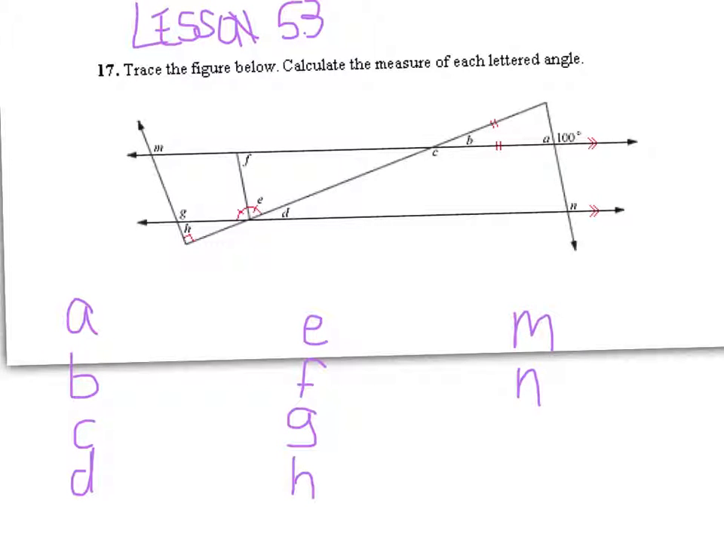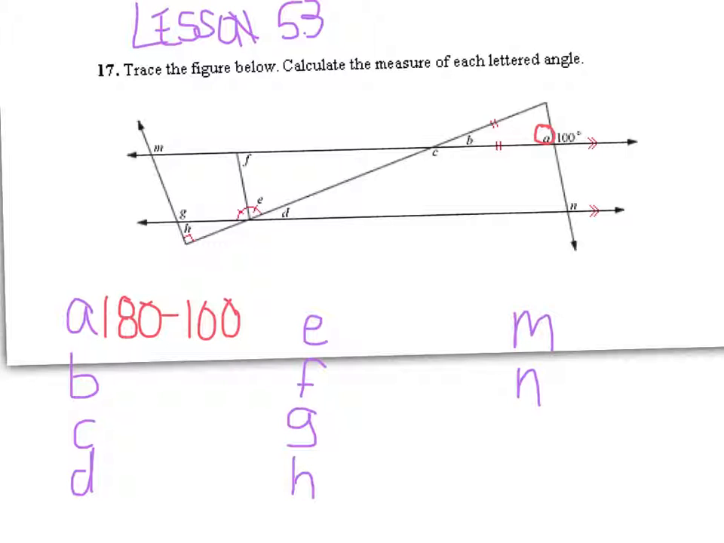Let's look at finding the measure of the angles in problem 17 from lesson 5.3. Letter A will be a linear pair with the number 100. So go ahead and subtract 180 minus 100 to get that linear pair.